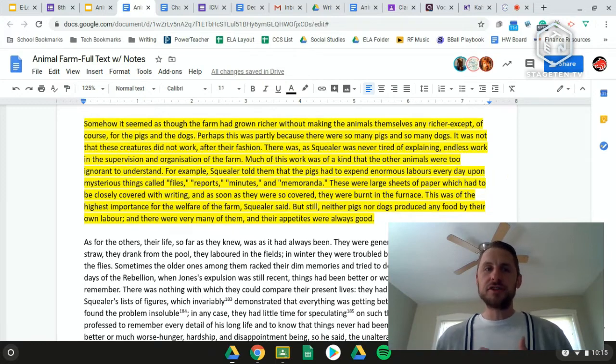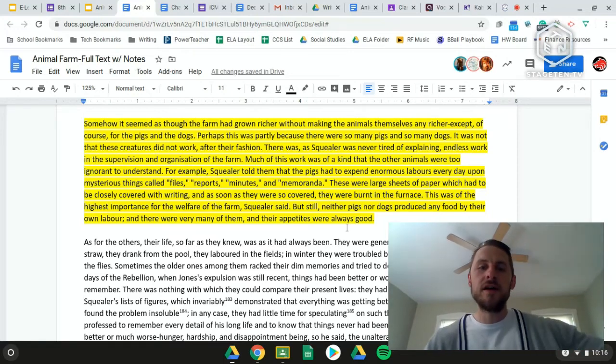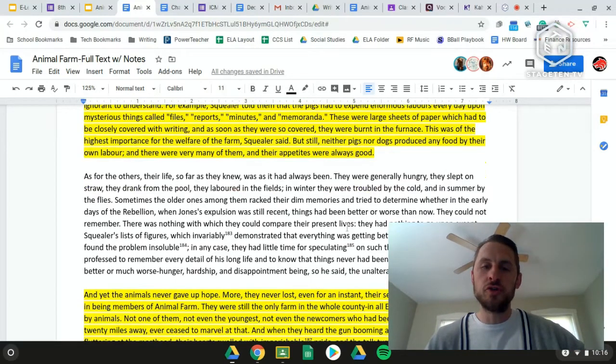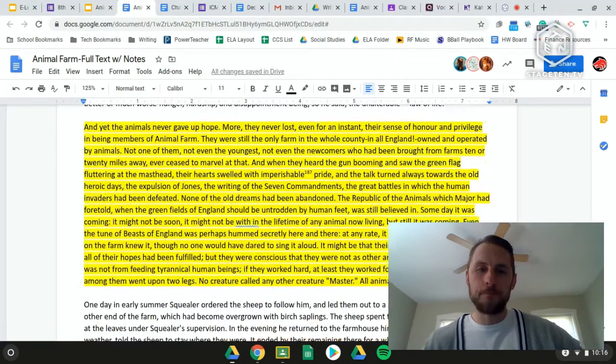So this is kind of a callback to the beginning of the story where Old Major is talking about the fact that men are the only ones on the farms who don't create food. They don't give milk or anything like that. And yet they consume what the animals make. Now you can see that the pigs and the dogs are very much in that same vein. They don't create anything themselves. They just consume what the animals create.